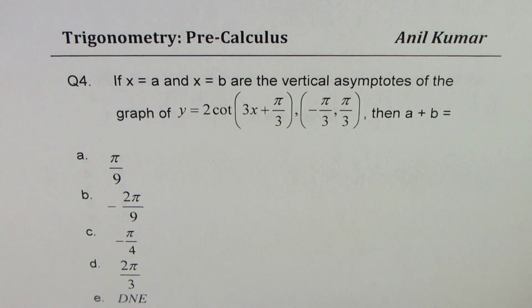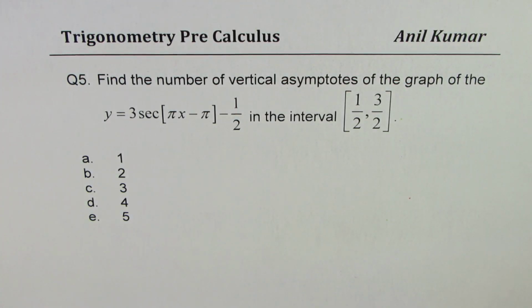Question number 4 is kind of tricky. So these question numbers 4 and 5 are thinking questions. Such questions you can see in IIT JEE papers, entrance exam test papers, right? The question here is, if x equals a and x equals b are the vertical asymptotes of the graph of y equals 2 cot (3x plus pi by 3), where x is between minus pi by 3 and pi by 3, then what is a plus b? You are given 5 options.